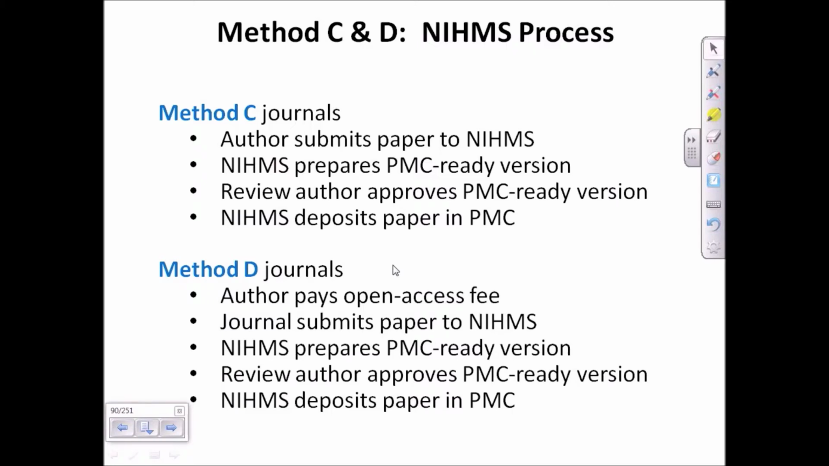Method D journals are similar to Method B journals in the sense that the only difference is now you have to pay a fee. So the author pays the open access fee, then the journal will submit the paper to the NIHMS system, and then it takes on from there. So Method A and B is direct deposit. Method C and D is using this intermediate step called the NIHMS system. Does that make sense? Yes.